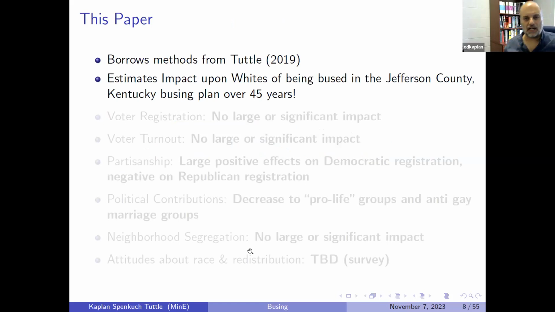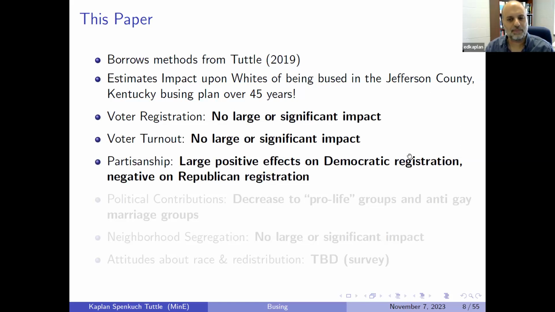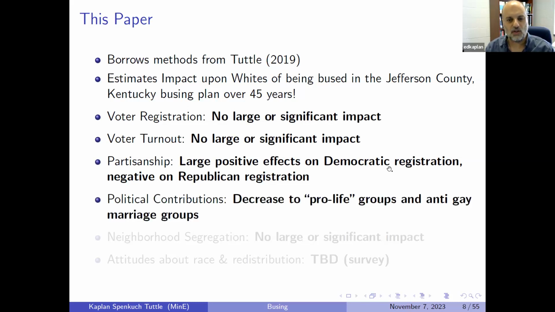So we're going to borrow Cody's methods. We're going to do some extensions, some nice randomization inference results. We're going to estimate the impact upon whites of being bused in Jefferson County, Kentucky, over a period of 45 years. And we're going to find no large or significant impact on voter registration, nothing on voter turnout. We're going to find large positive impacts on Democratic registration and negative ones on Republican registration. We're going to find also a decrease in contributions to pro-life groups and anti-gay marriage groups. We find no large or significant impact on neighborhood segregation.